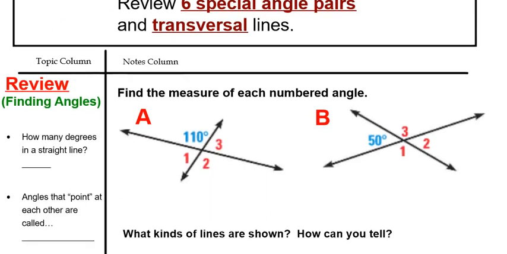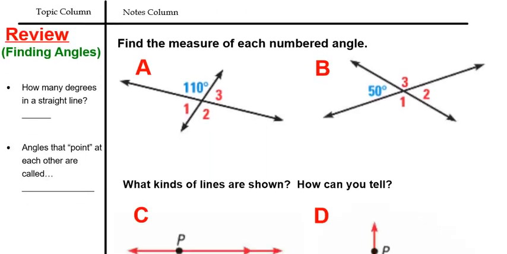So let's jump right into these review questions. So these first questions here, they are asking us just about finding different angles. So remember all of the things that we know. The first thing that I want to go over are these couple questions that we have over on the side. It says, how many degrees are in a straight line? That's a really important fact that you have to always make sure that you keep in mind. Remember, that's 180 degrees in a straight line.